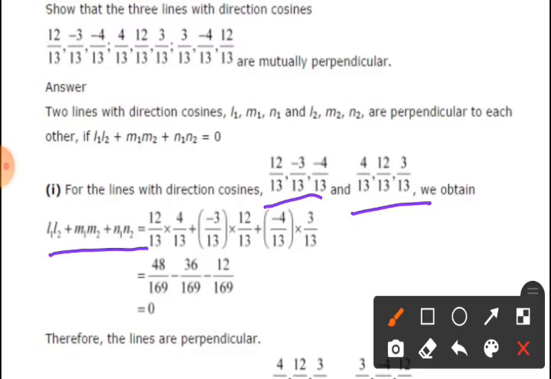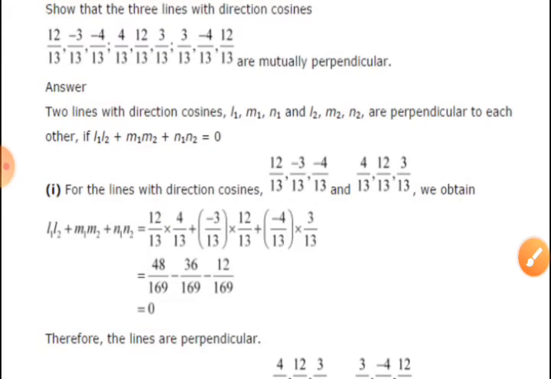Now put these values here. Then we have 12 by 13 into 4 by 13 plus minus 3 by 13 into 12 by 13 plus minus 4 by 13 into 3 by 13. That is 48 by 169 minus 36 by 169 minus 12 by 169. Now simplify, we get 0. So l1 l2 plus m1 m2 plus n1 n2 is equal to 0. It means the lines are perpendicular.